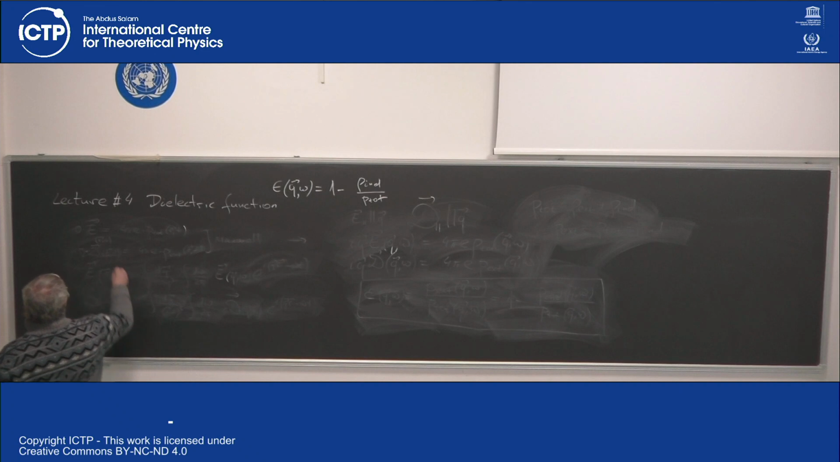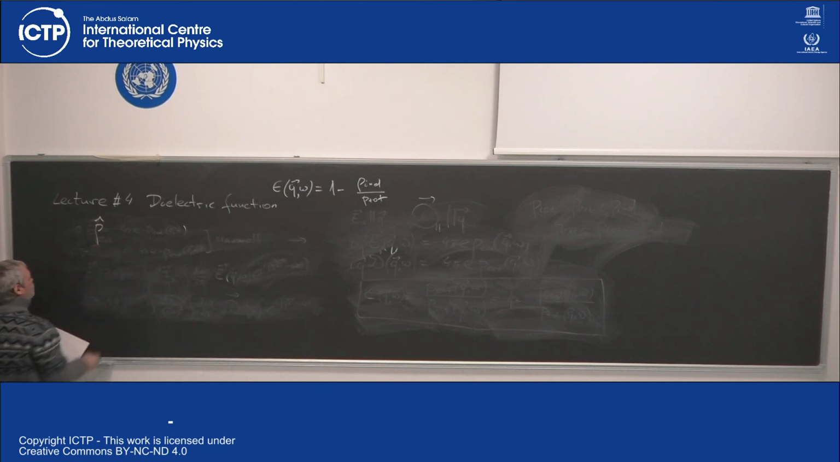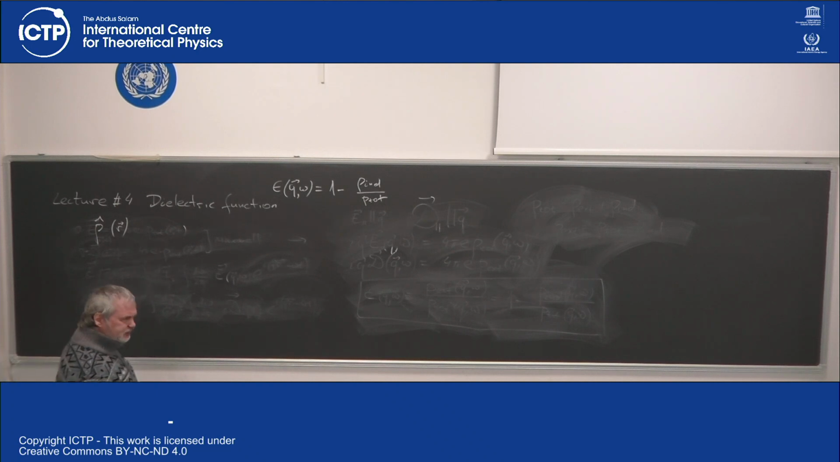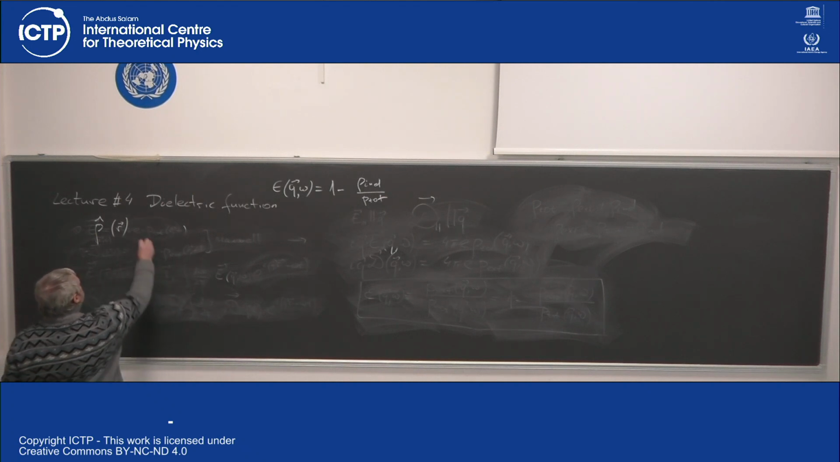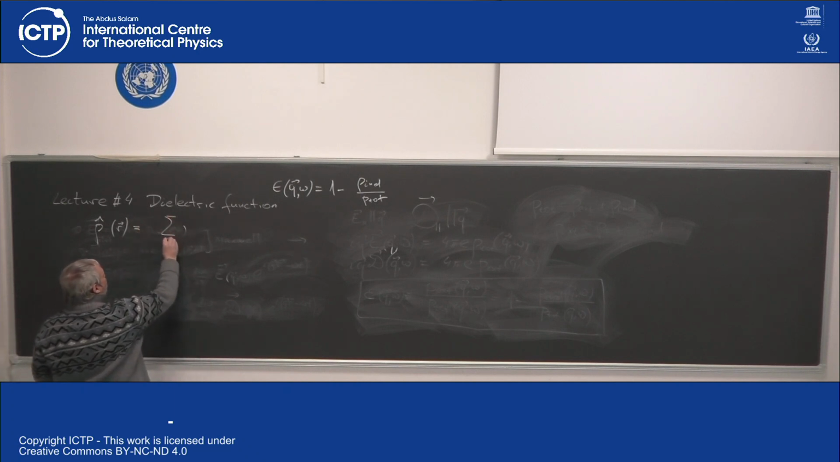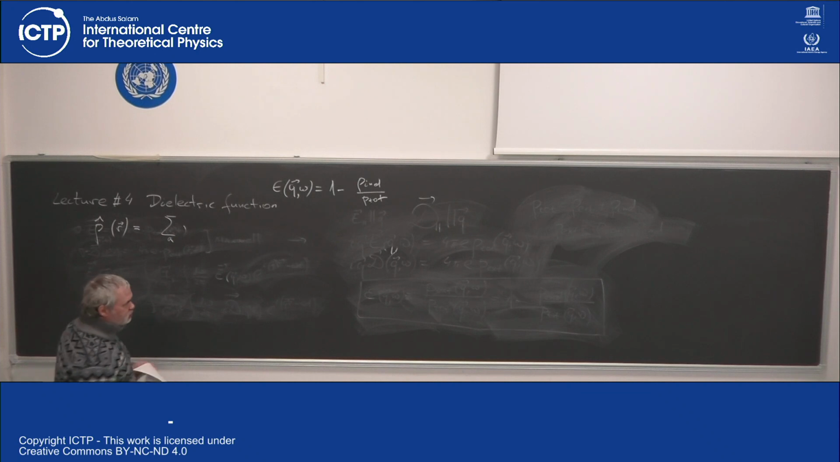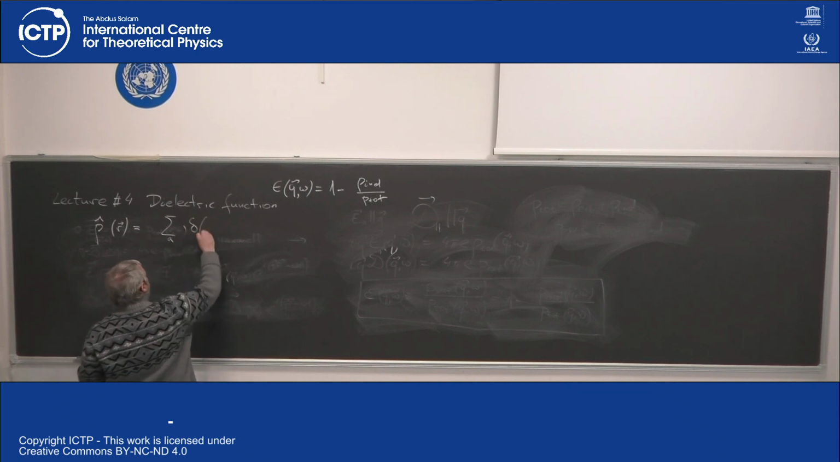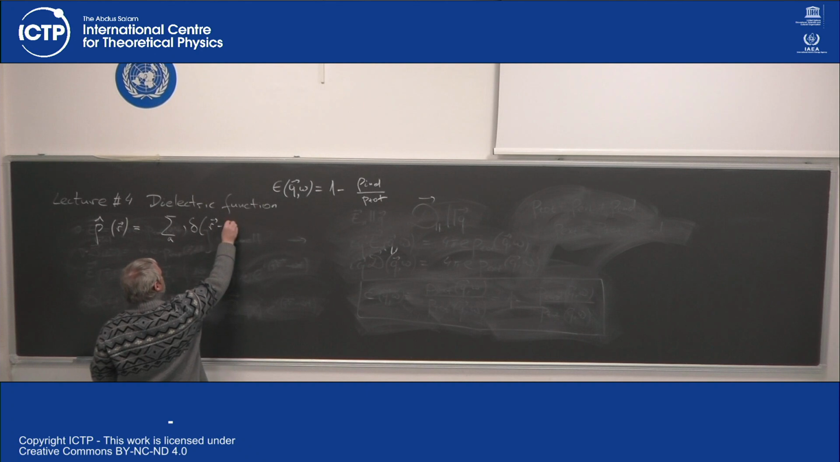So the density operator rho, which depends on the coordinate r, I assume the charges, well, in principle, I can also consider time dependence of charges, like in a gas, charges can move. So this is a sum over a, positions of your charges, and you have a delta function, delta(r minus r_a).